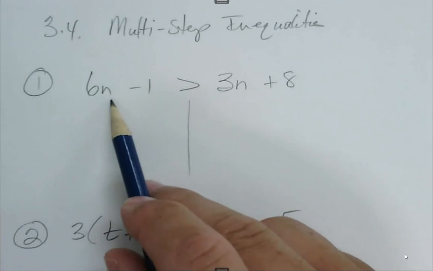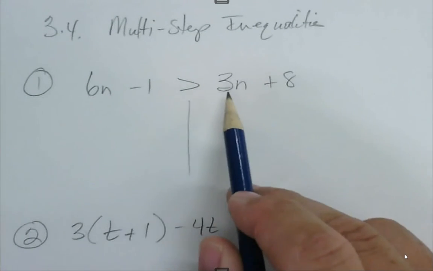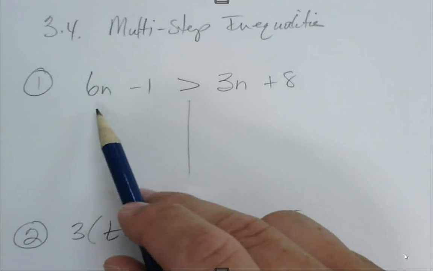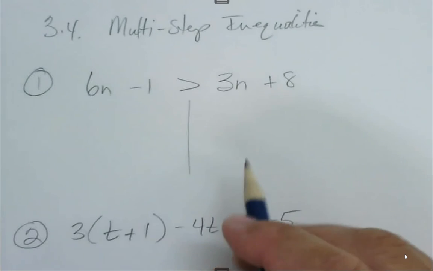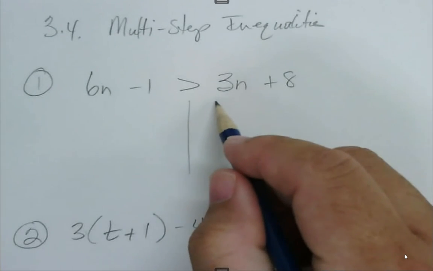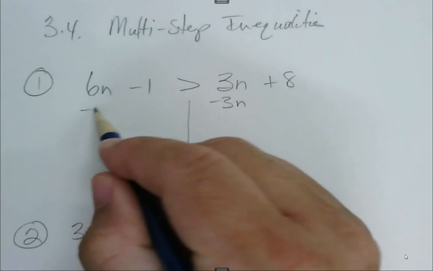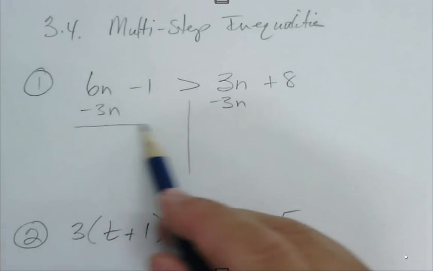So I want to get the n over here on this side, which means I need to get this particular one over here on the left-hand side. So right now there's nothing here, so I have to assume that's a positive. I'm going to go ahead and subtract 3n from both sides. It's going to be my first step.